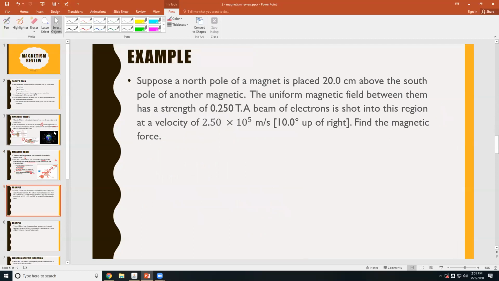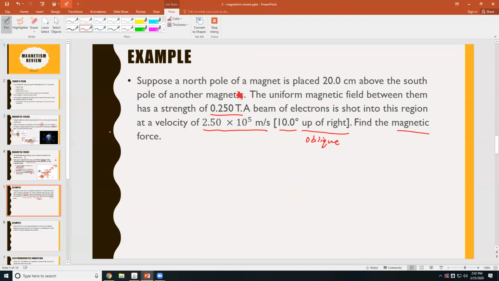So first example right off the bat here is, suppose a north pole of a magnet is placed 20 centimeters above a south pole of another magnet. It says magnetic for some reason. Let's just cross that out. Anyway, the uniform magnetic field between them has a strength of 0.250 Teslas, right? So that's your magnetic field strength. A beam of electrons is shot into this region at a velocity of this many meters per second at an angle of 10 degrees up of right. So in other words, we have an oblique velocity here. Might be useful to note that. What we're looking for is the magnetic force.